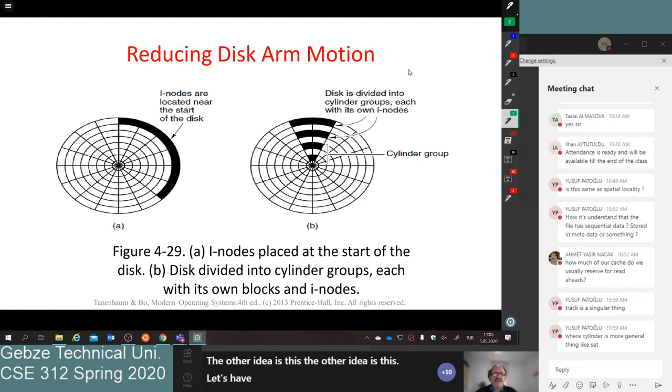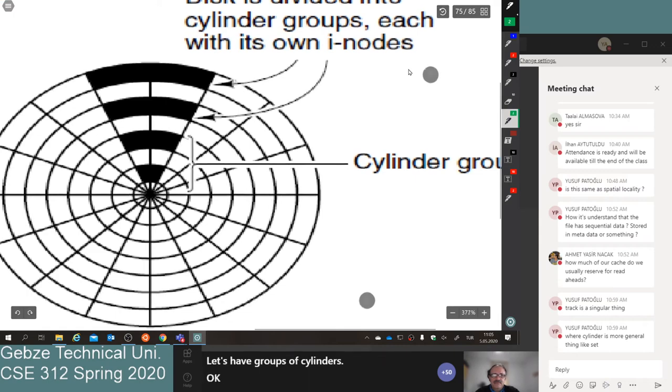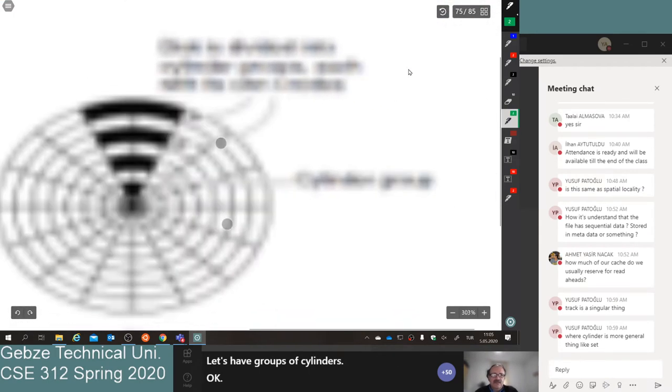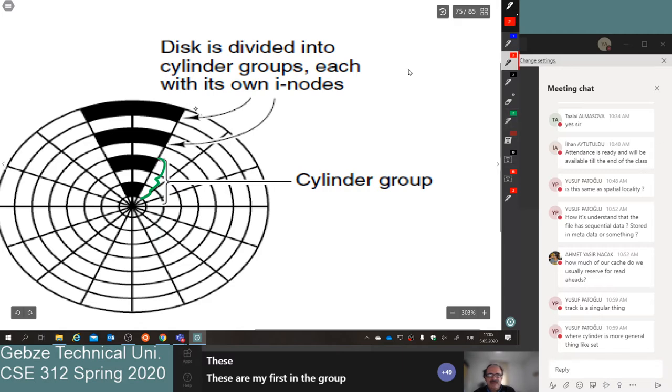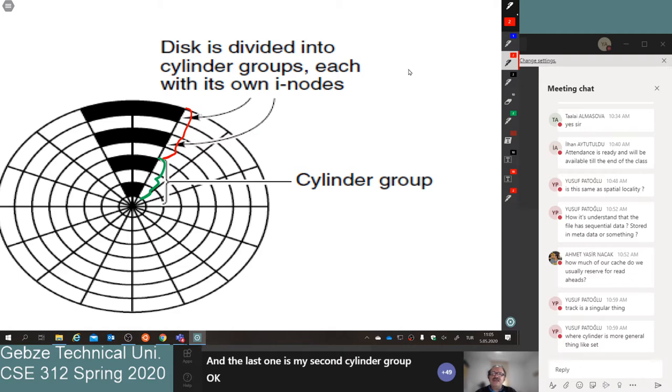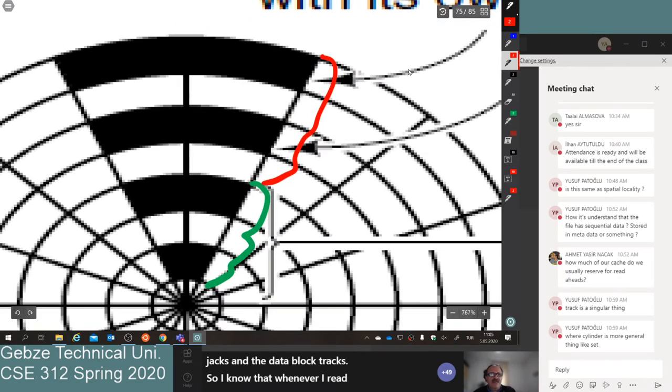Let's have groups of cylinders. That's the idea. So I have a cylinder group here. These are my first cylinder group, and the red one is my second cylinder group. And inside each cylinder group, I divide my disk into places like the inode tracks and the data block tracks. So I know that whenever I read the inode, let's say these are the inodes.